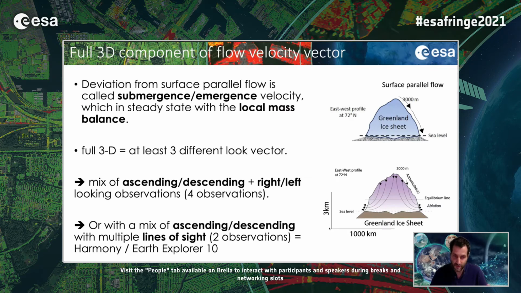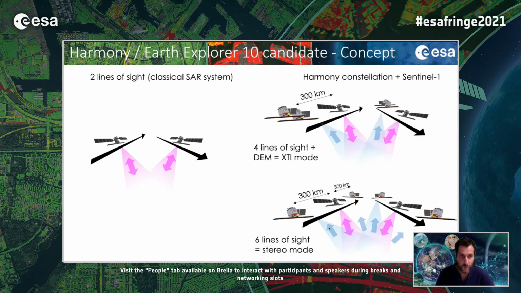Or we could do it with a constellation of satellites that fly in formation. And in this case, we would need a mix of ascending, descending, and multiple lines of sight from this constellation. And this is what Harmony, an Earth Explorer candidate, would do. So here is a sketch view of how it would work.